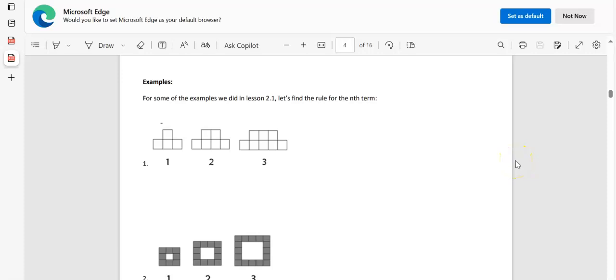All right, let's finish off lesson 2.3 with these examples. These are two of the three examples that we did in lesson 2.2, but now we're going to look at them as a numeric pattern as opposed to a visual. So let's take a look at the first one, which I think was the second example from lesson 2.2. Again, what we're going to do is find the rule for the nth term, meaning the number of squares in the figure.